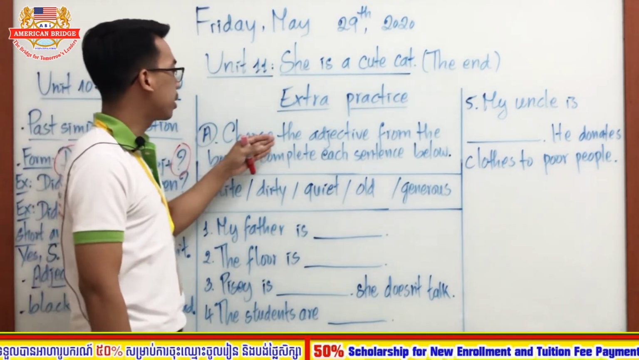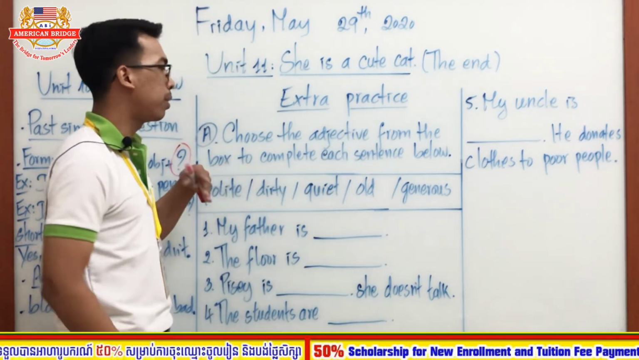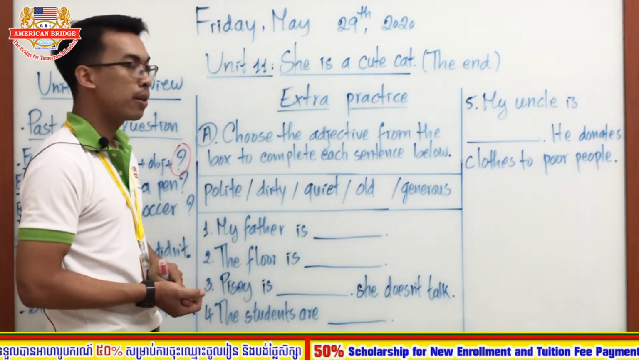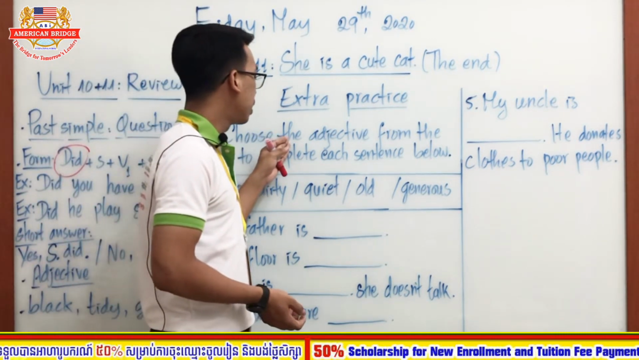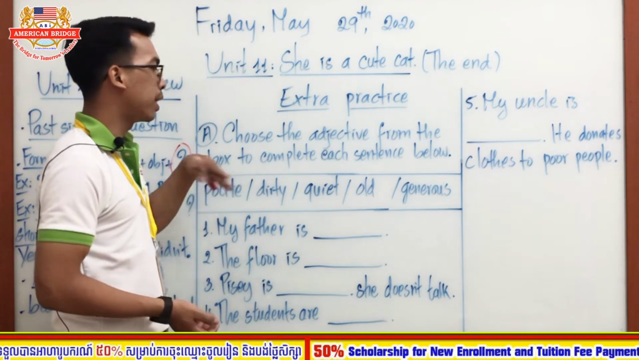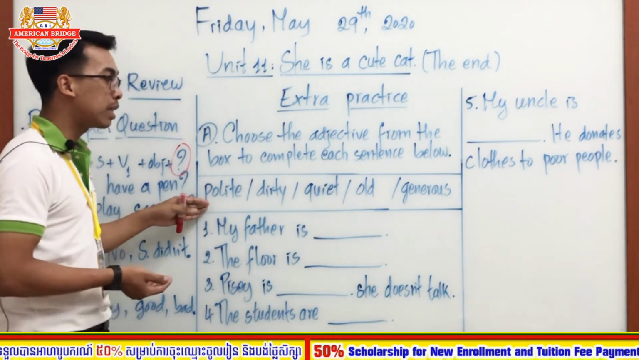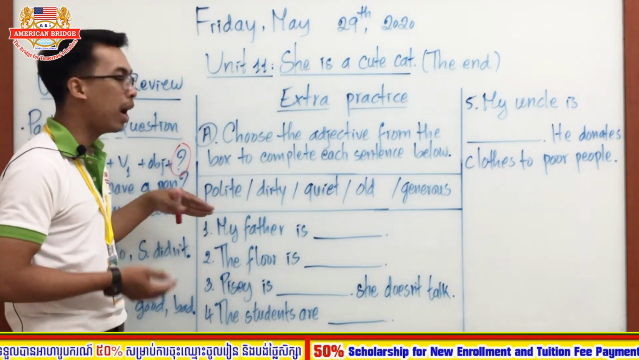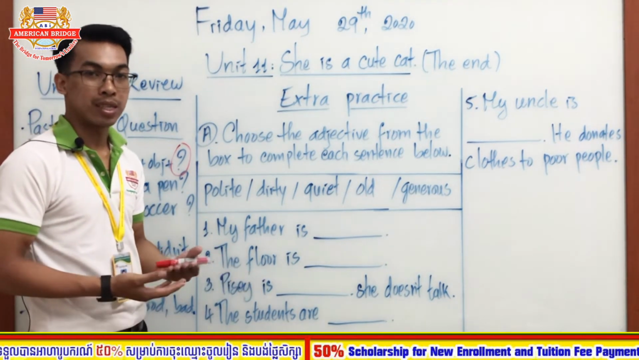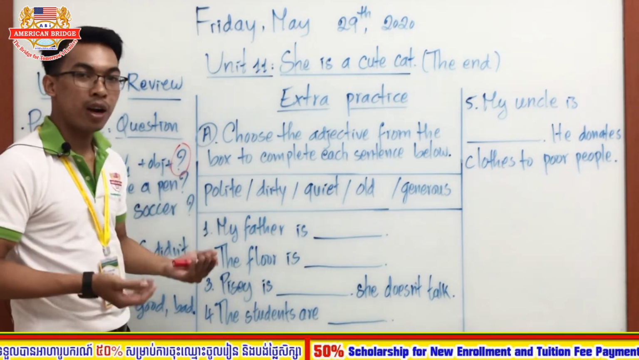A. Choose the adjective from the box to complete a sentence below. Okay, so choose the adjective from the box to complete a sentence below. Just look at this. This is the box. So how many adjectives are there? You are right. There are 5 words.